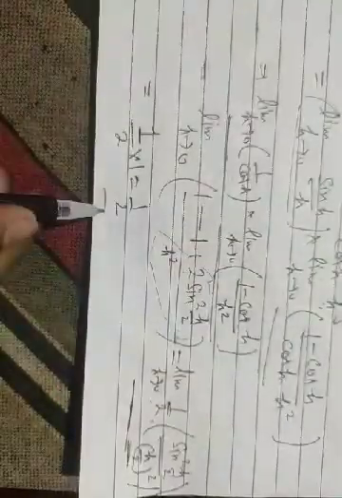Now what we see is that our left hand limit is a and our right hand limit is 1 by 2. Since the function is given continuous at x equal to 0, we have left hand limit equal to right hand limit. Our left hand limit is a, right hand limit is 1 by 2. Then the value of a is 1 by 2.